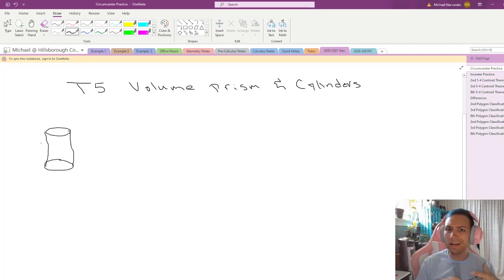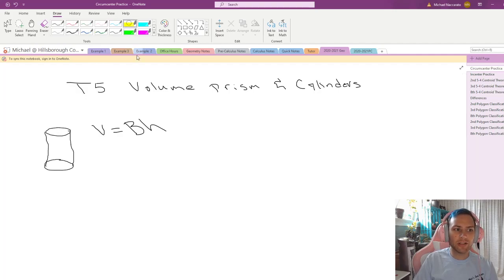So think of a cup, a soda can, a can of vegetables, right? Anything that's in that circular shape, it's got the same circle on the top and on the bottom, and then it's got a length connecting that. So the way that we find the area, or sorry, the volume of this figure is we use the formula volume equals big B times H.